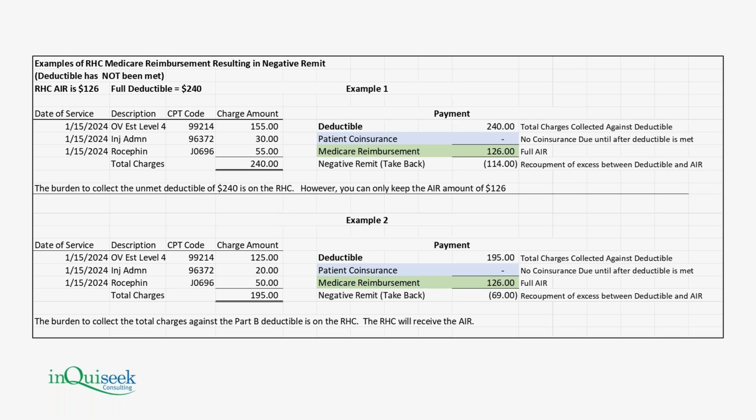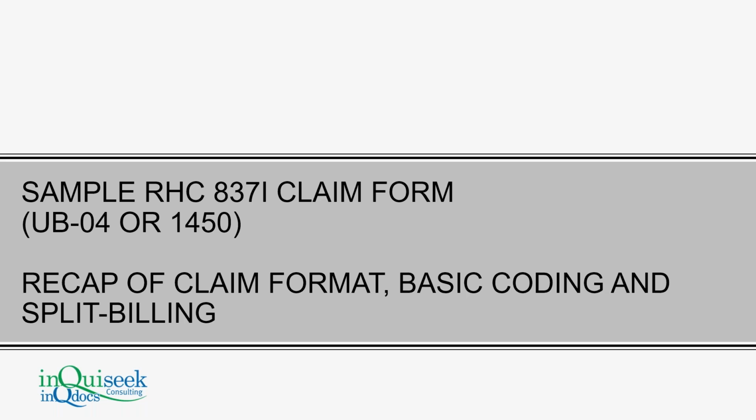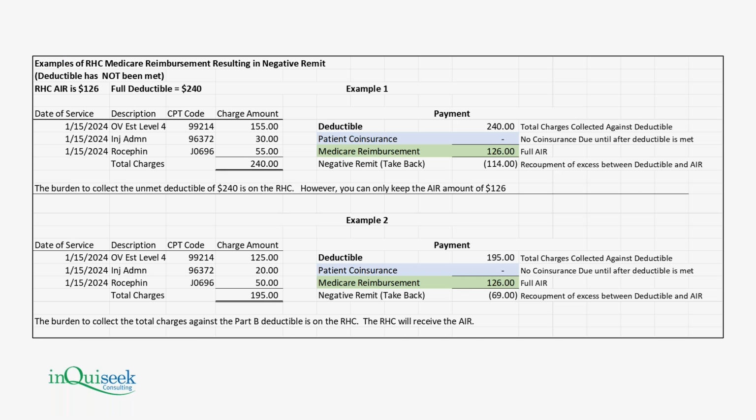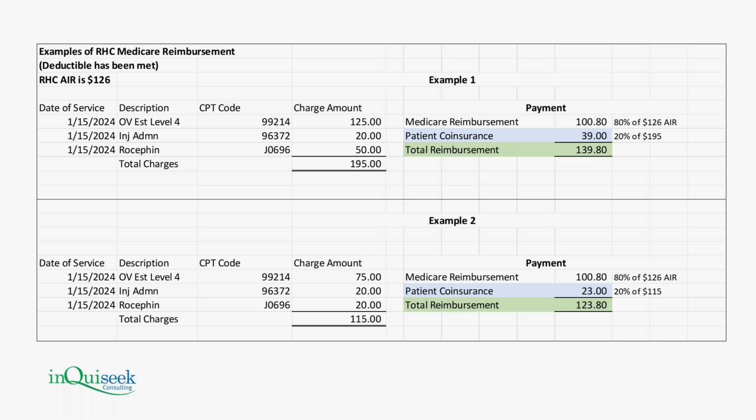And oops. So now we're going to, where? I'm missing a slide. Okay, now we're going to look at this slide, which are examples of where the deductible has been met. So we're not having to work with the negative remits on these examples. We're actually working through what our gross reimbursement for this visit is going to be. So I'm using the $195 of charges in the first example.